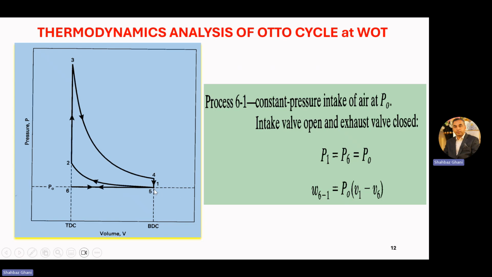But in actual P1, the pressure will increase in the range from 25 to 35. But for the ideal Otto cycle, we take it as constant. P1 is equal to P6 and P naught. So the specific work done from point 6 to 1 is P naught times V1 minus V6, the specific volume at BDC minus the specific volume at TDC. So this is your work done in process 6 to 1.